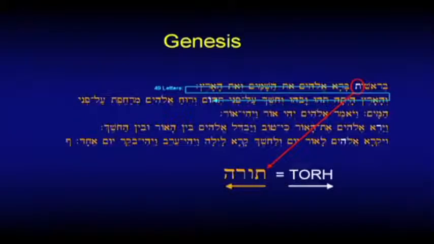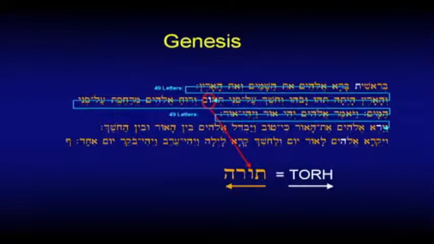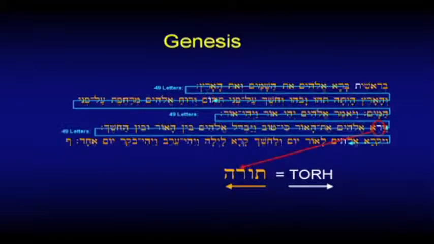Now, I'll give you an example of this, which is one of my favorite ELSs. That's in Genesis. If you take the book of Genesis, and the word for the books of Moses called the Torah, T-O-R-H, in our equivalent. If you go for the first Tav, and write it down, and you count 49 letters, you get to a Vav. So you write that down. You count 49 letters, and you get a Resh. And you count 49 letters, and you get a Hey. Remember, it goes from right to left. That spells, in English, Torah.